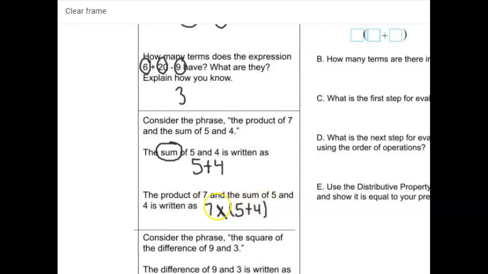And we're putting these, that's a terrible times sign, I'm sorry. We're putting 5 and 4 in parentheses because I need to find the sum of 5 and 4 before I can multiply it by 7. And I know I'm going to multiply it by 7 because the word product means multiplication. And remember, sum is add.